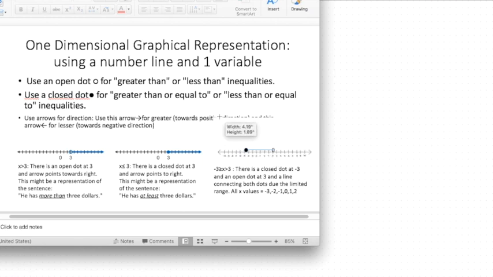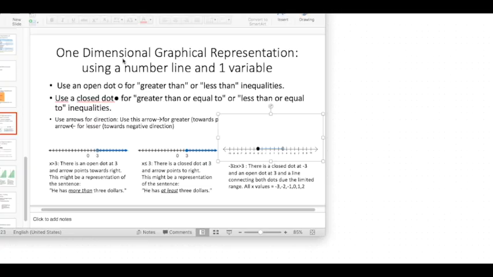Let me just blow this back up. Good. So this is an example here where we have an open dot pointing to your right. This example is a closed dot pointing to your right, and this you have a closed and an open. And at this time, I would like to go to the board so that I can walk you through the whole scenario here.